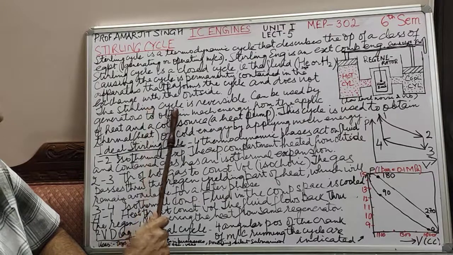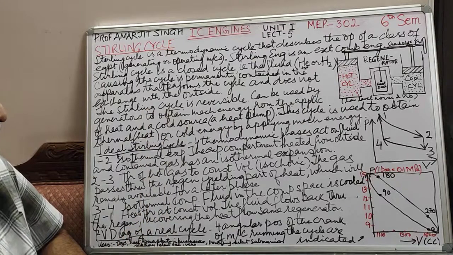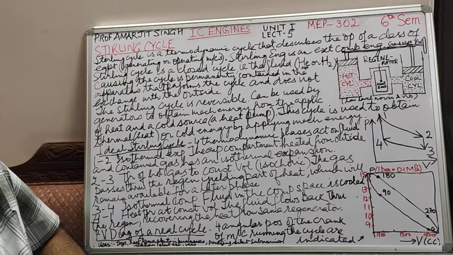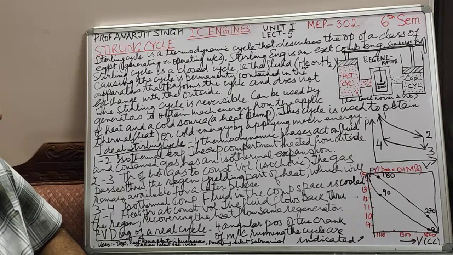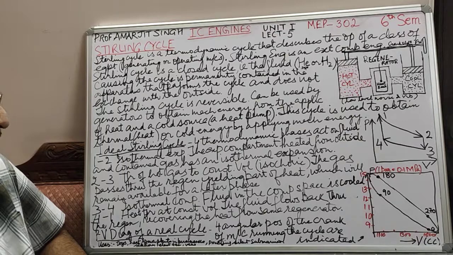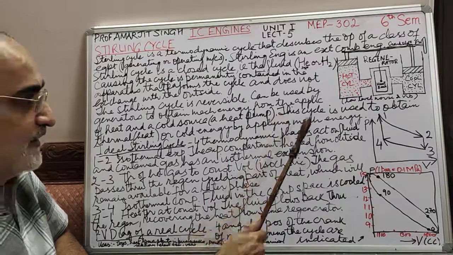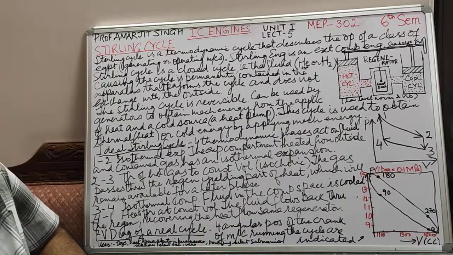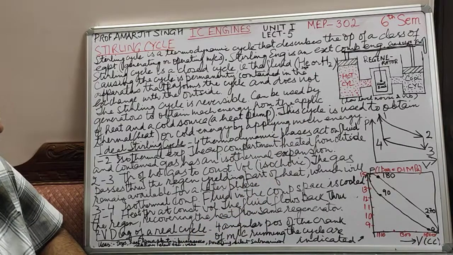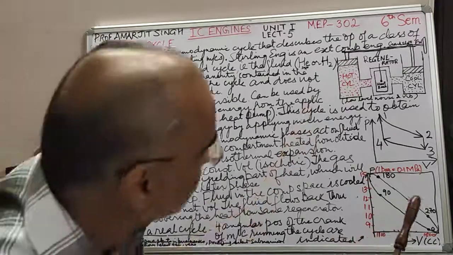The Stirling cycle is reversible. It can be used by generators to obtain mechanical energy from the application of heat and a cold source. We will have a look there. Or heat and a heat pump. This cycle is used to obtain thermal heat or cold energy by applying mechanical energy. That will be the reverse of this. So let us look at this.